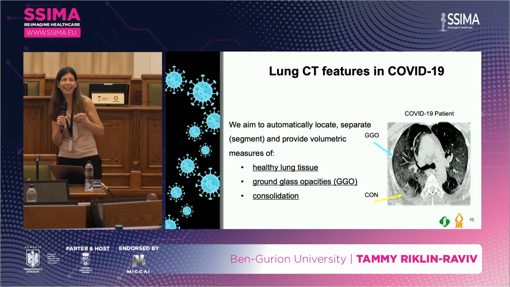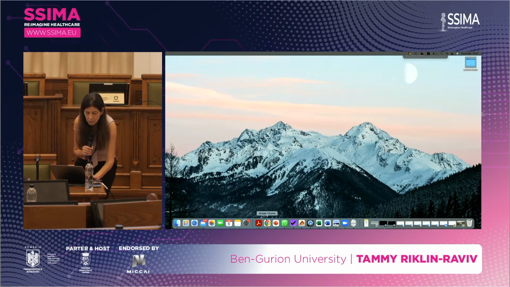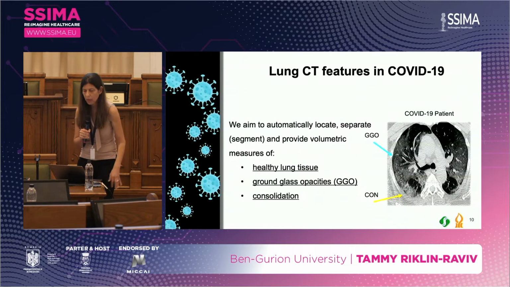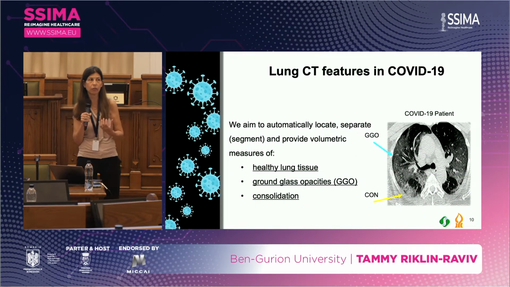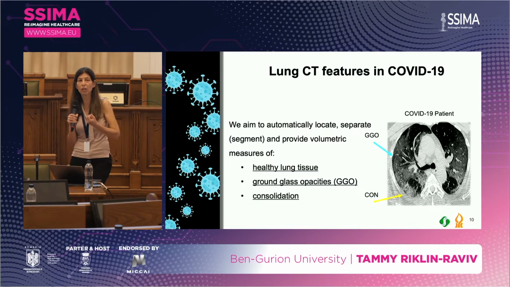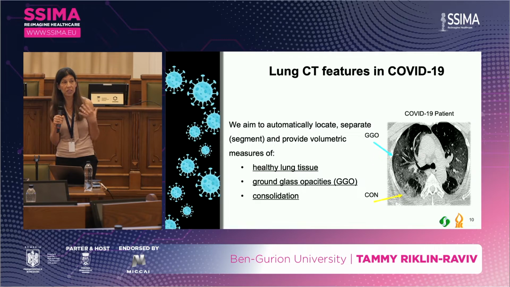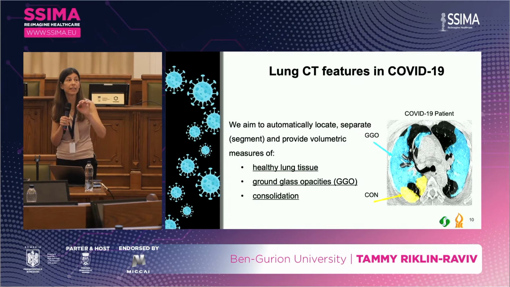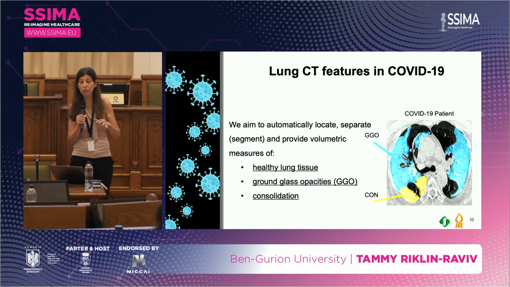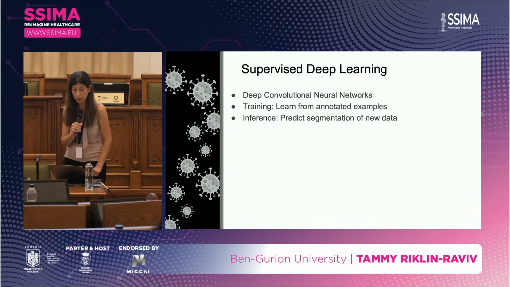Now, while you may look really carefully and notice the differences between GGO and consolidation, and in fact, consolidation is a much more severe opacity. It indicates worse disease. It's really difficult to tell where the boundaries between GGO and consolidation are, and this is what we aim to do here.